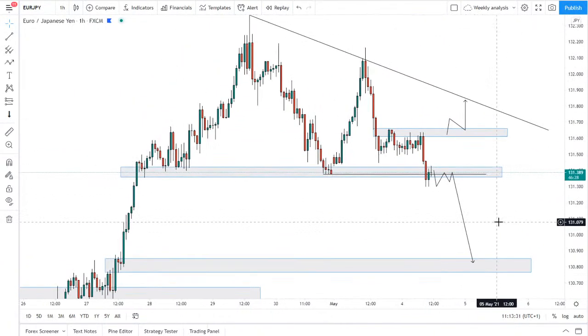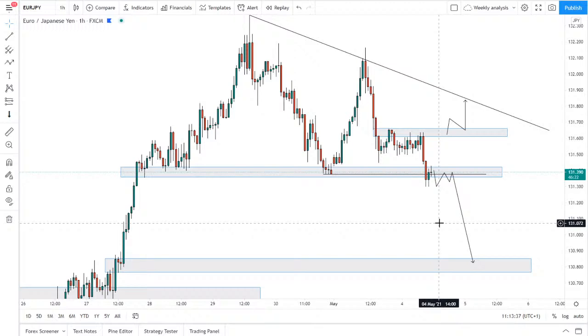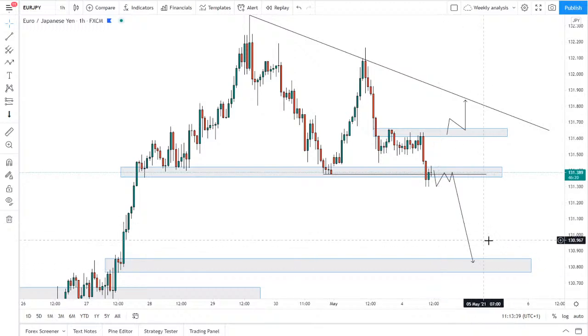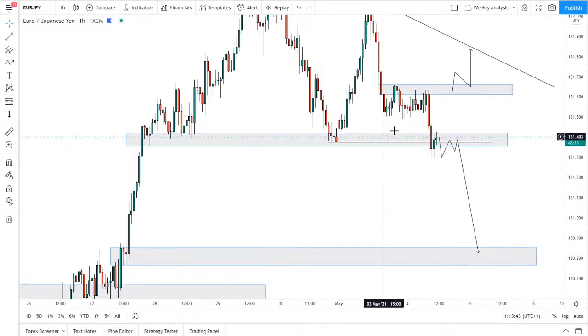So 2 ideas there. Critical area in the market, look to see what price action does down the lower time frames, maybe in the 15-minute, 30-minute, then look to base your trade off those. But right now we are hanging on to that support, so we could see another push back into 131,600 area. So again, hope that analysis did help.